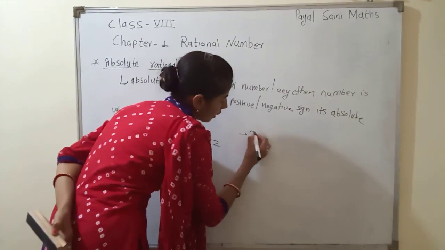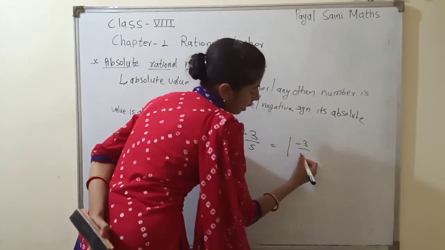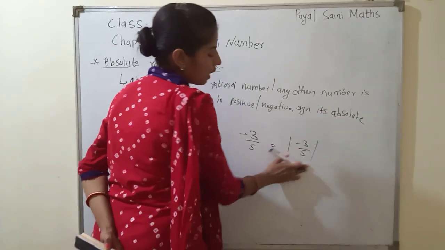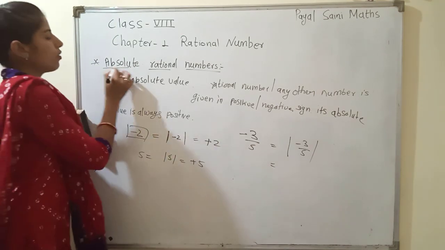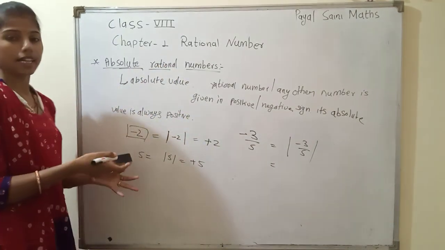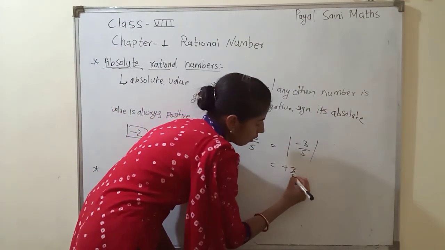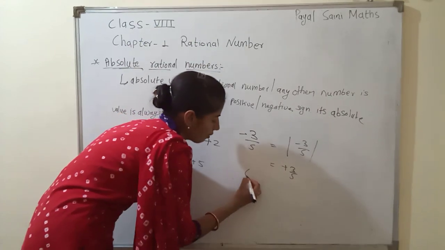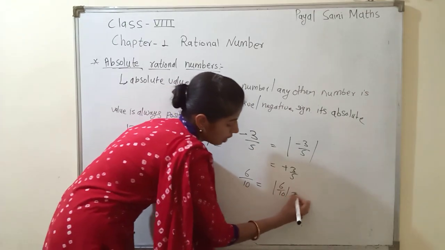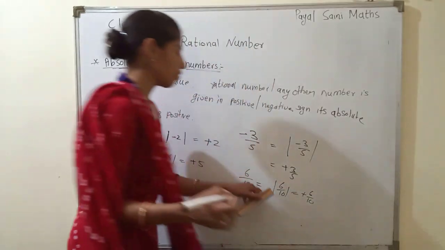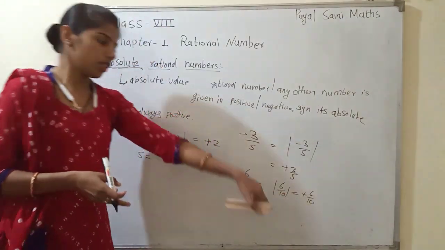Now we learn about the rational number. A rational number is, for example, -3 by 5. The absolute value of this: first we make the symbol of absolute value, and between the two straight lines we write -3 by 5. We already know that the absolute value of any rational number is always positive. Then its answer is plus 3 by 5. Like that I write 6 by 10, and the absolute value of 6 by 10 is plus 6 by 10. It means whether your number is plus or minus, your answer always comes positive, with a plus sign.